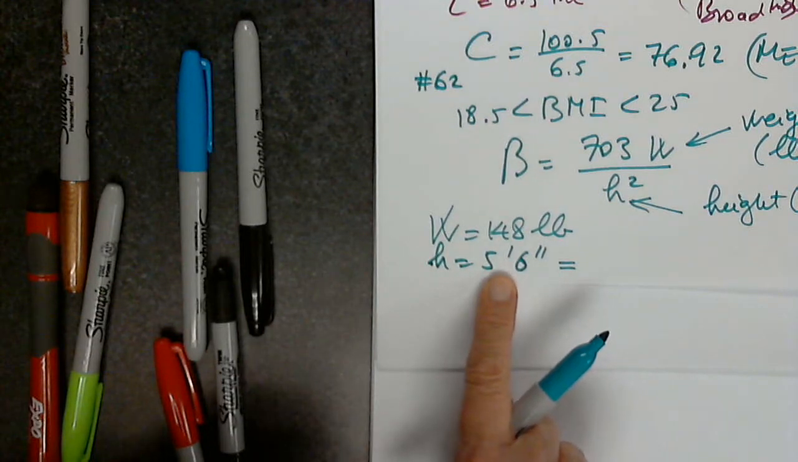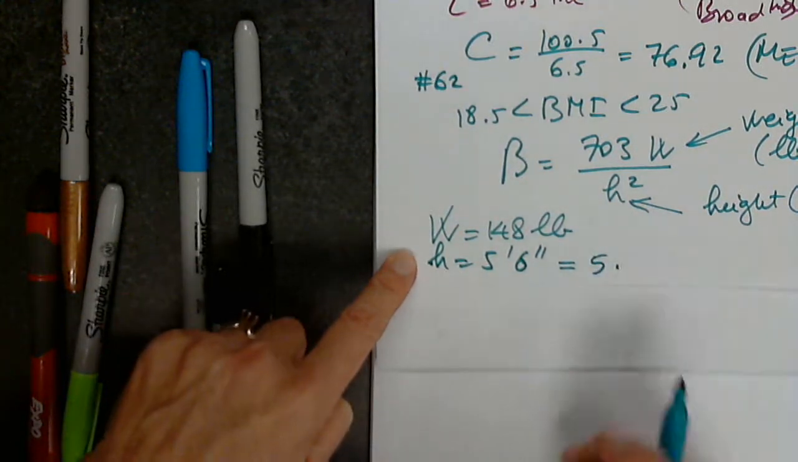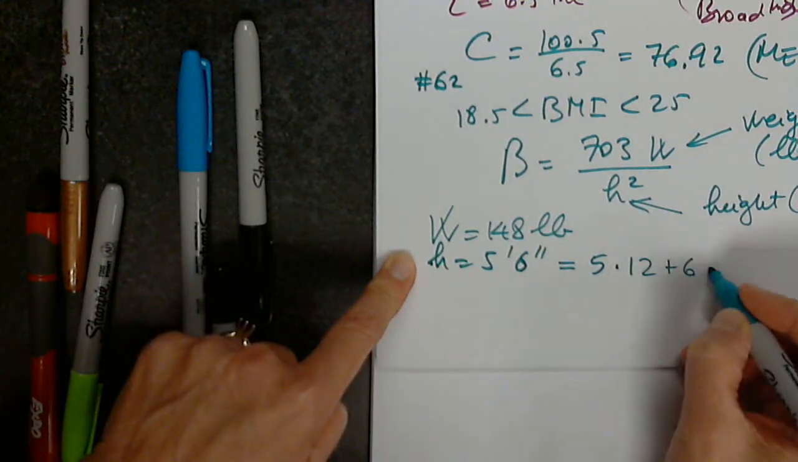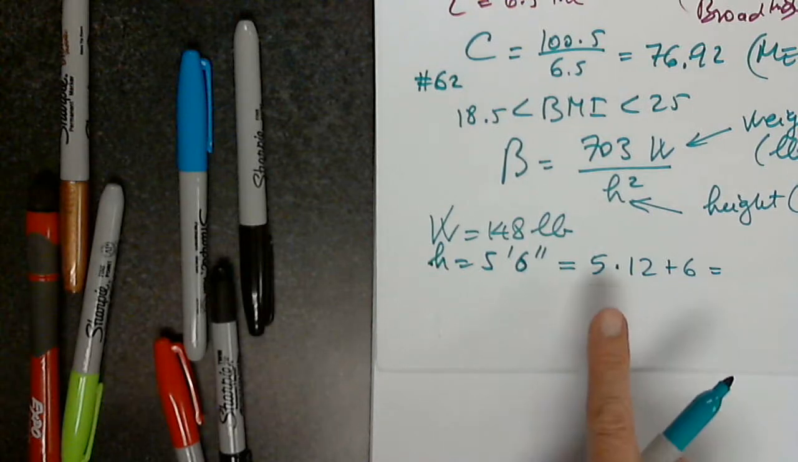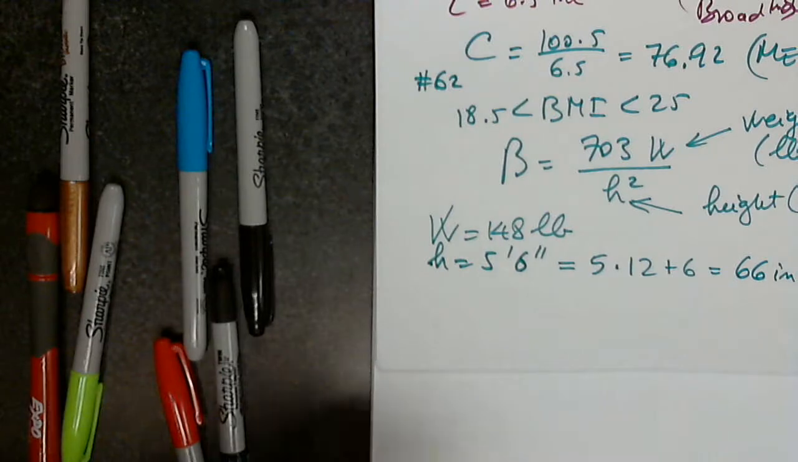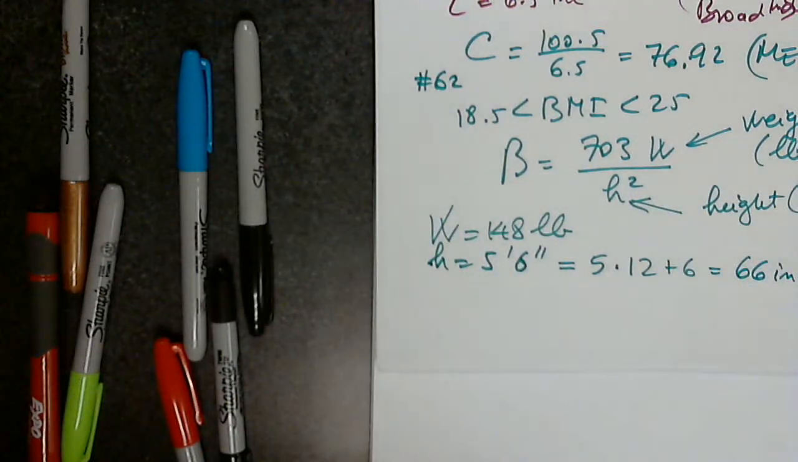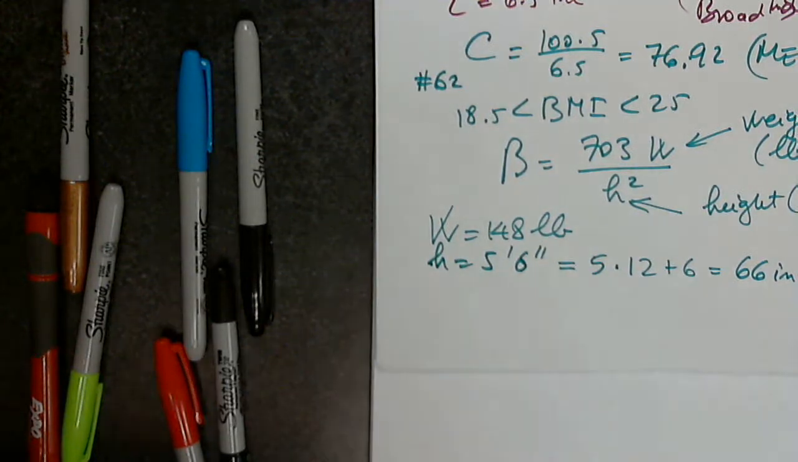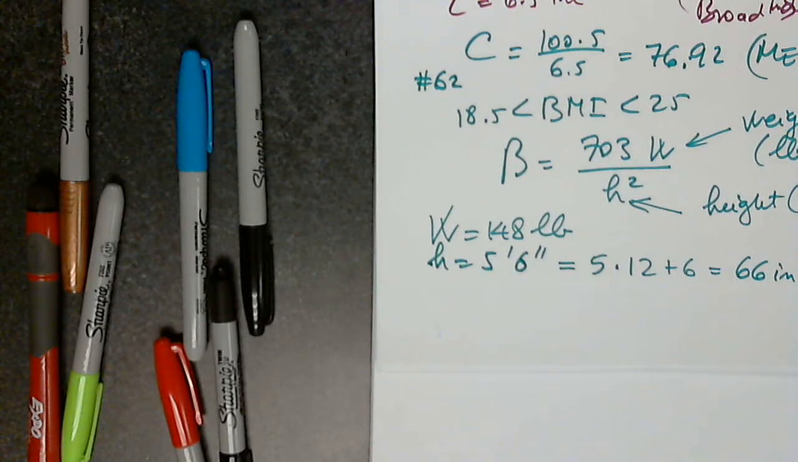Change this into inches. So I have 5 feet multiplied by 12, and plus 6. Right? So this is 66 indeed. Now I have that. All I have to do is plug it in to determine B. Becky, are you okay? You had a question? But is it clear what I'm doing or not?